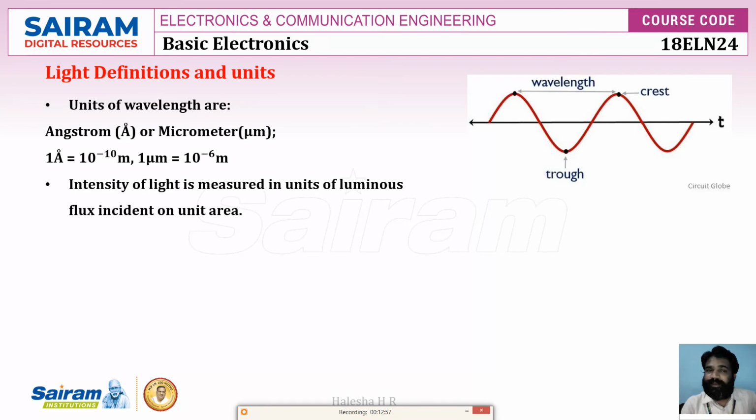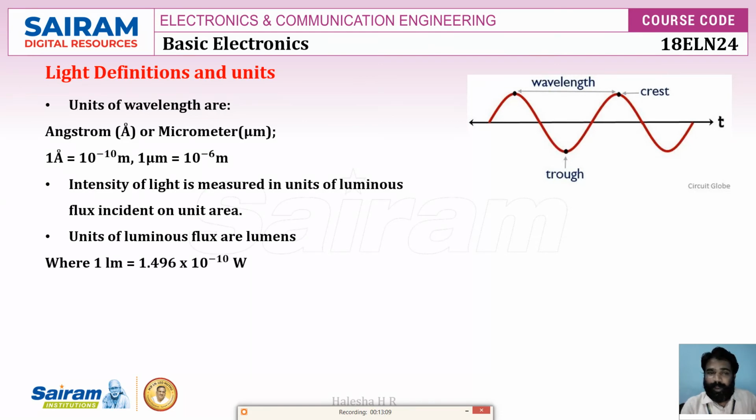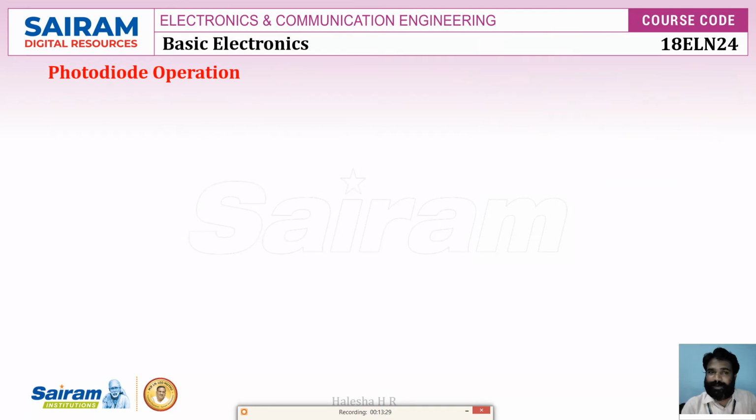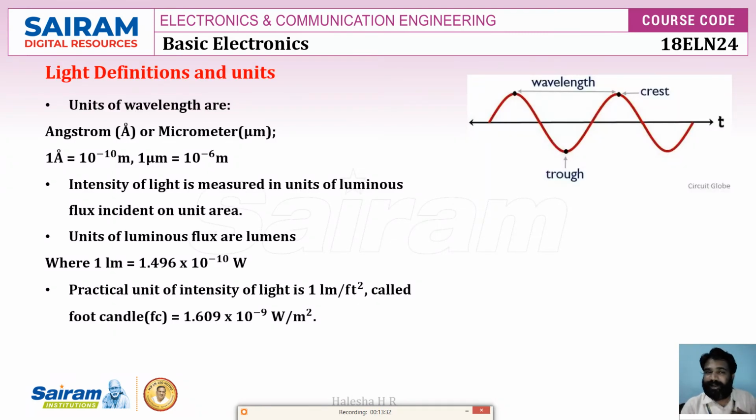So again, intensity of light is measured in units of luminous flux incident on the unit area. The unit of luminous flux is the lumen. 1 lumen is equal to 1.496 into 10 to the power minus 3 watt. And practically, the unit of light intensity is 1 lumen per feet square, called foot candle. So 1 foot candle is equal to 1.609 into 10 to the power minus 9 watt per meter square. So these are the light definitions and the corresponding units.